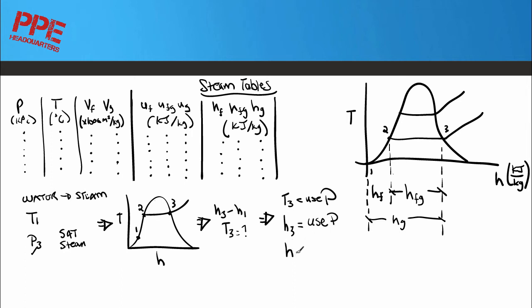Now H1. How am I going to find H1? If I use pressure, I'm going to get H2, but I want H1. Well, I know this is sensible and latent heat, so every bit of H I pour in, I get an increase in temperature. So the only variable I do have is temperature. So to find my H1, I use temperature.